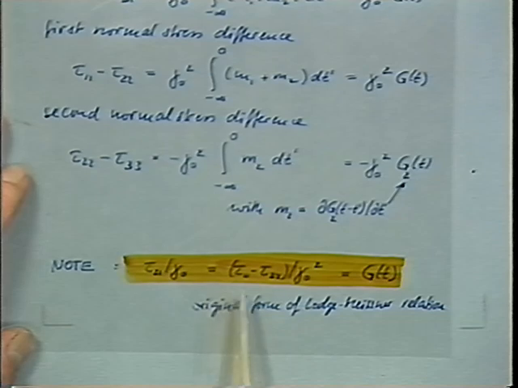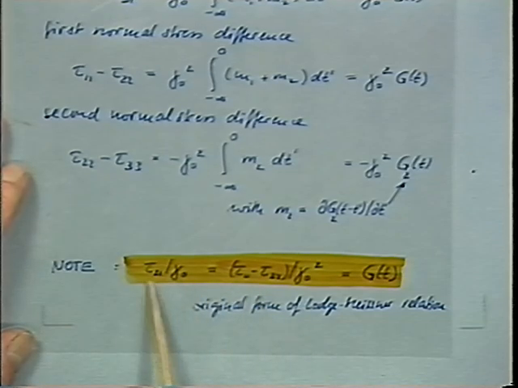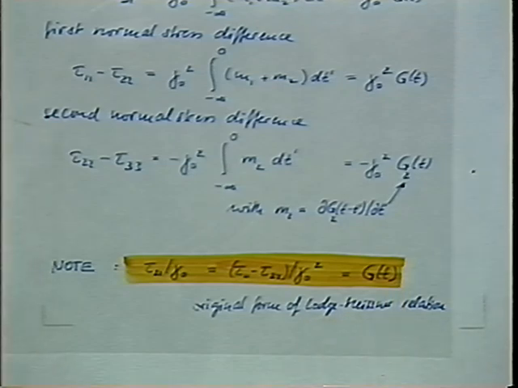I just formulated it. The shear stress divided by the shear strain equals the first normal stress difference divided by the square of the shear strain, which is equal to g of t. And this is the so-called Lodge-Meissner relation, saying that the normal stress and shear stress relax in the same fashion.